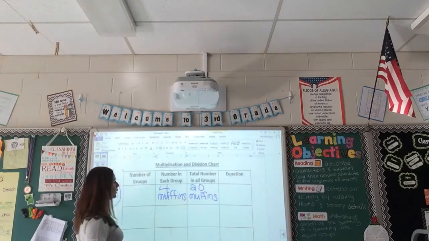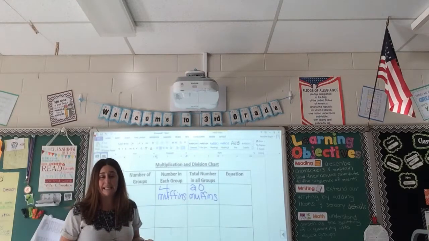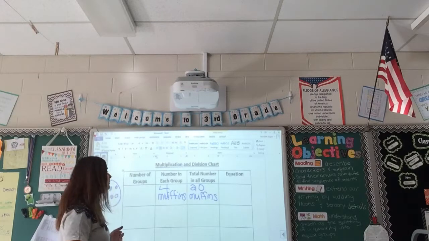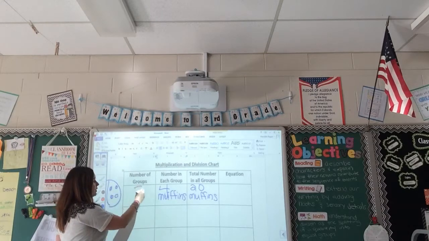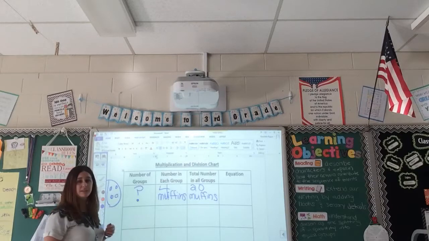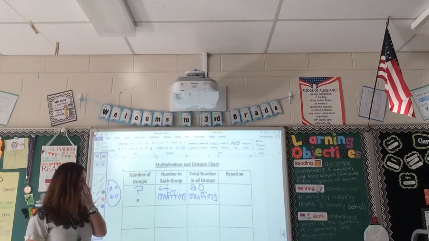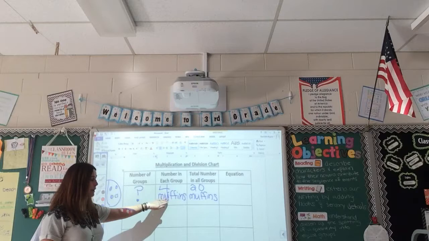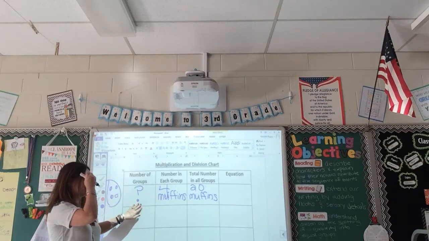And then I need to know, how many bags do I need to take all of my muffins over? So my missing number is the actual number. How many groups do I have? That's what I'm missing. That's my question mark. I have the total amount. I know how many is in each group, but I don't know how many groups that I have.